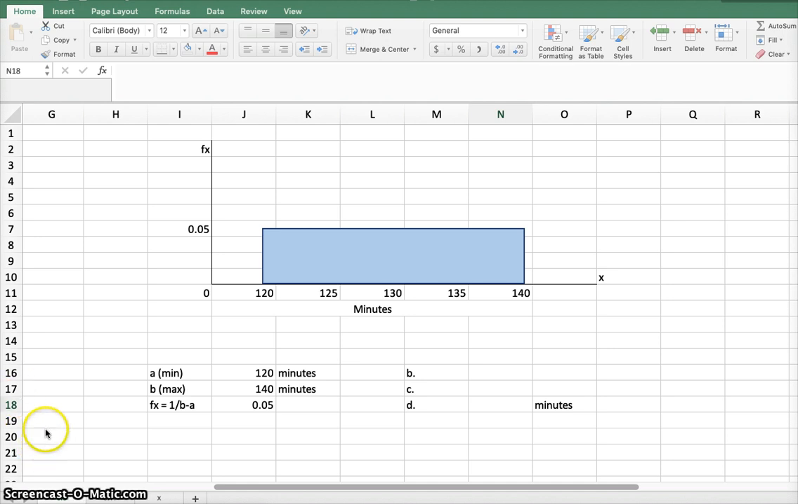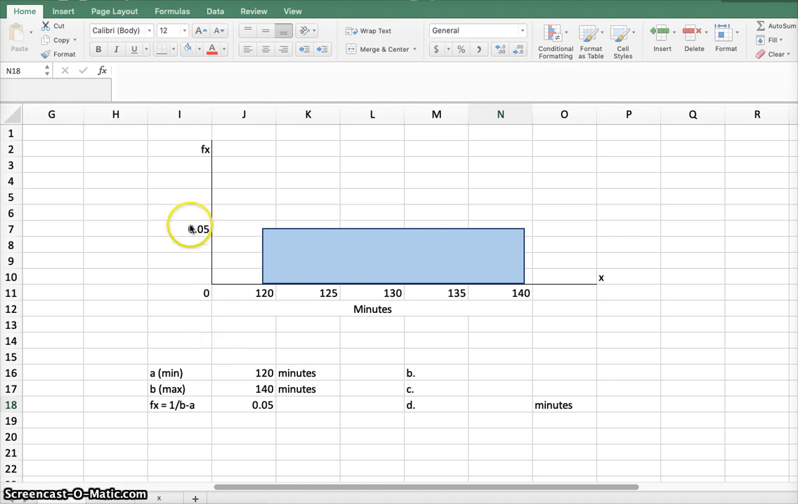Now, to be honest with you, Excel does not make this easy. So you don't bother to draw the graph unless the problem specifically asks you to do it. But this is a uniform distribution, and what that means is that the flight is equally likely to land at any time between 2 hours and 2 hours and 20 minutes, or between 120 minutes and 140 minutes. Within that time, any given time, the probability is 0.05.